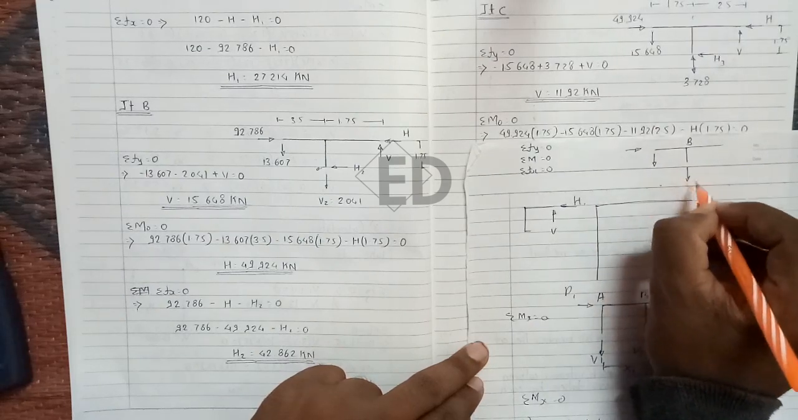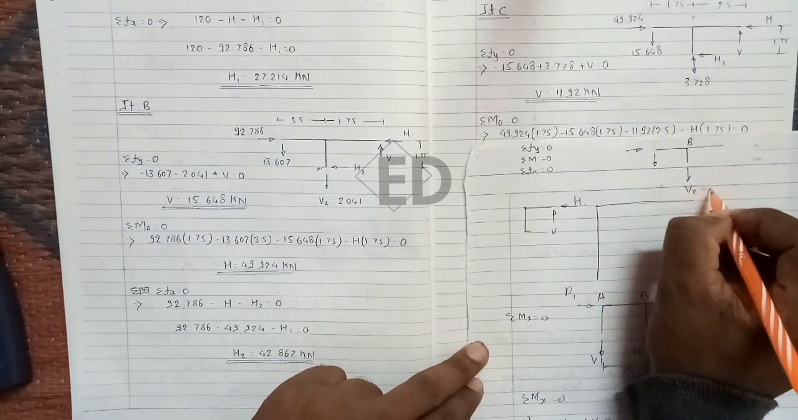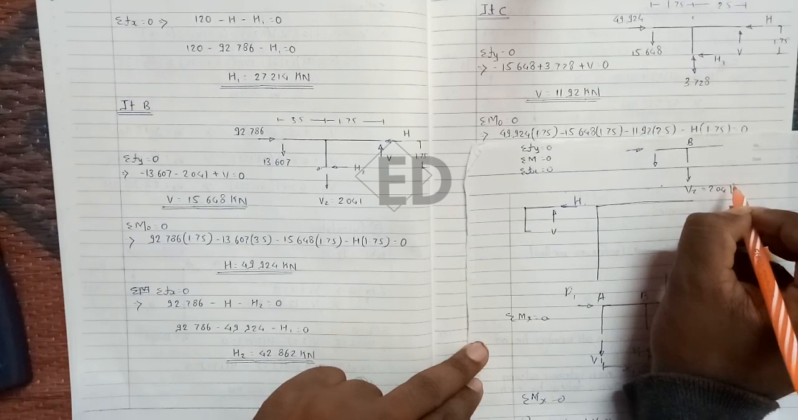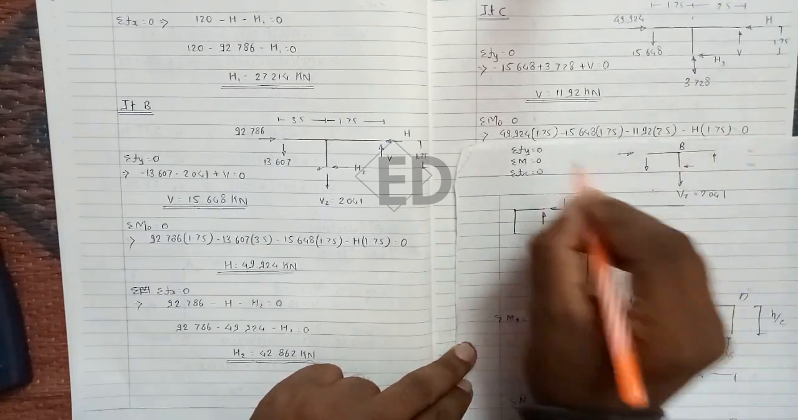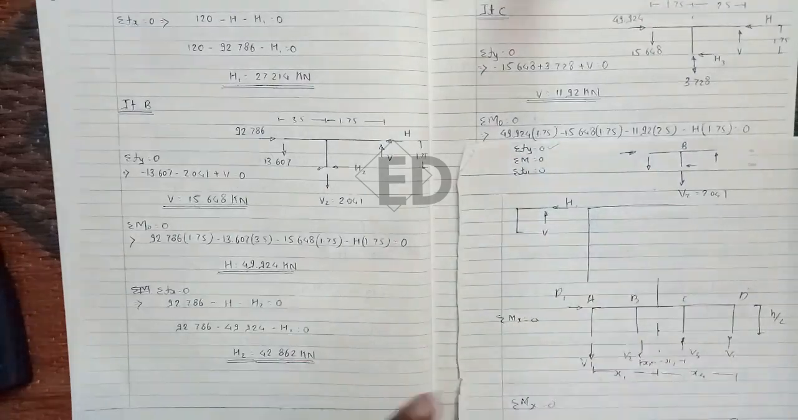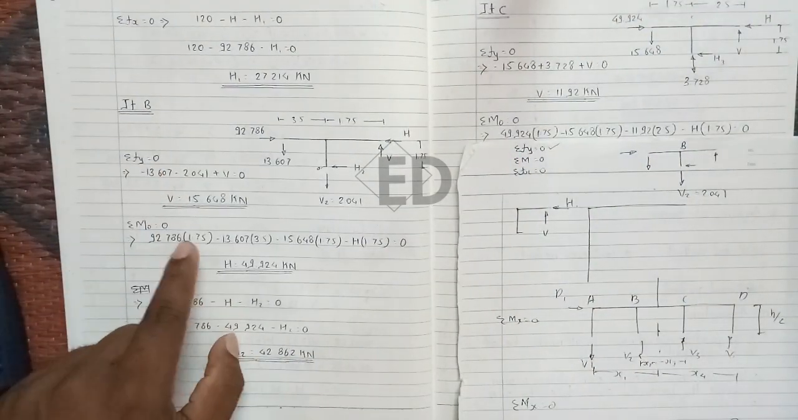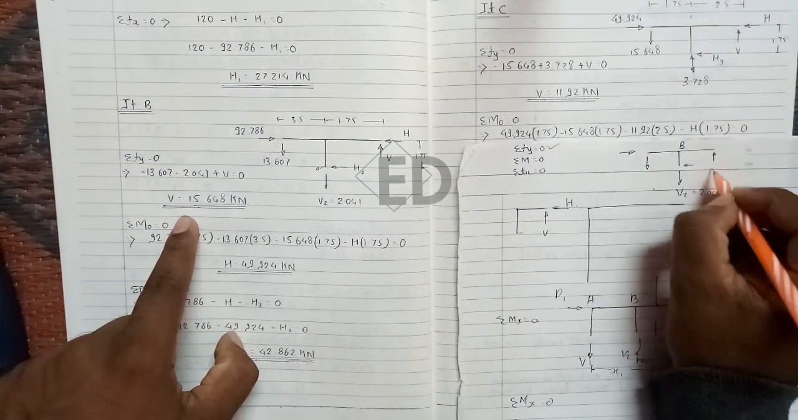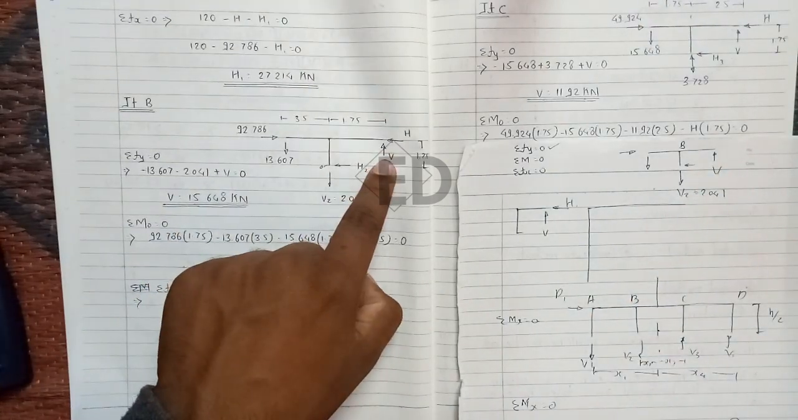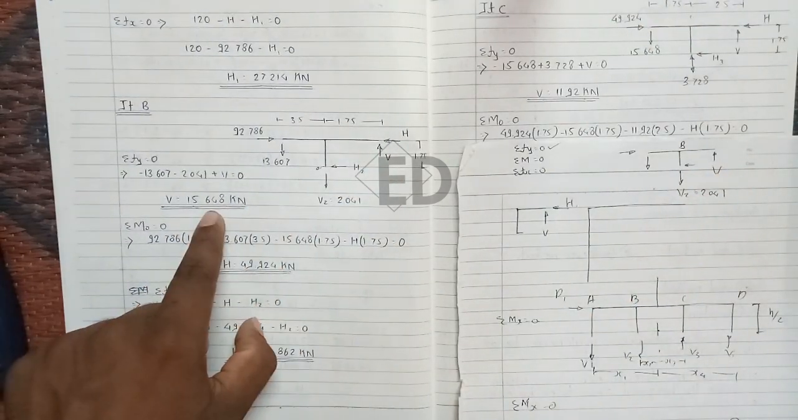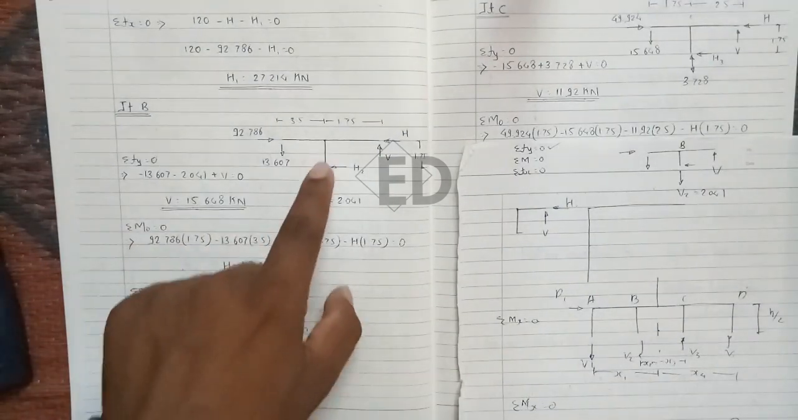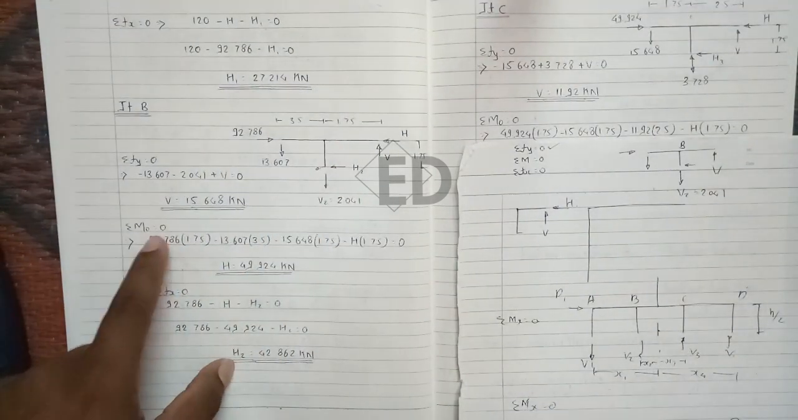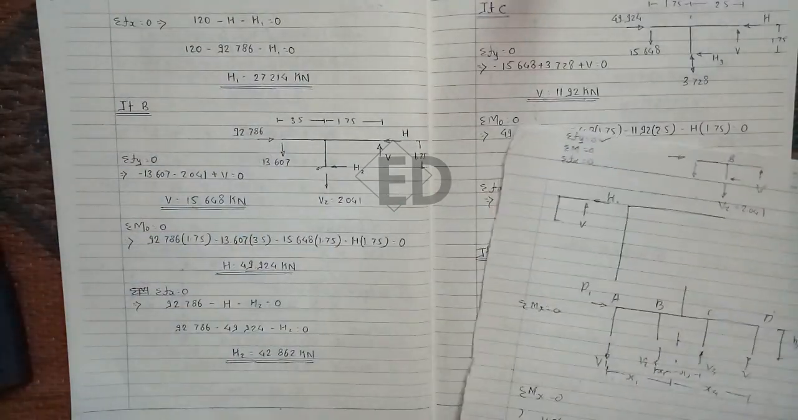And we know here V2, that is 2.041. Now we have to calculate. Firstly apply Fy equals 0, and we directly get this V1, that is 15.648 kilonewton. Now apply moment at this point equals 0.